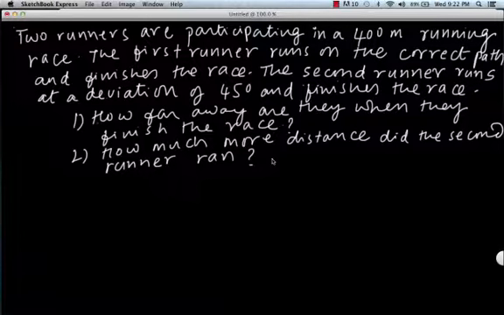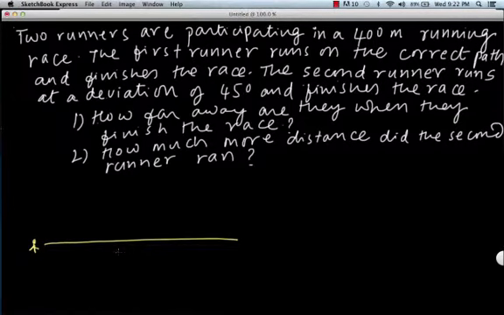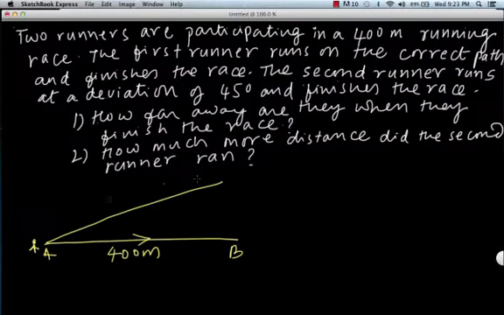So let's put this data into a right angle triangle. So there are two runners who are running a 400-meter running race. It starts at A and ends at B. The first runner ran the correct path and finished the race. The second runner ran at an angle of 45 degrees from his initial position and completed the race.